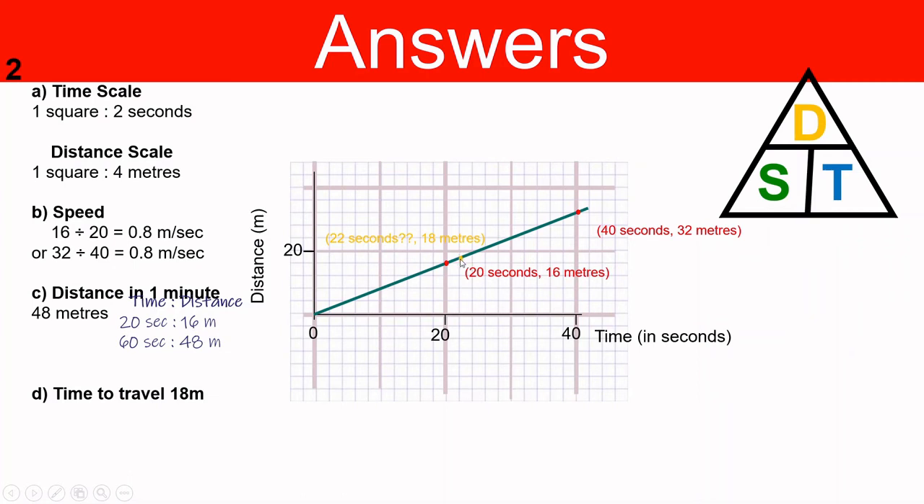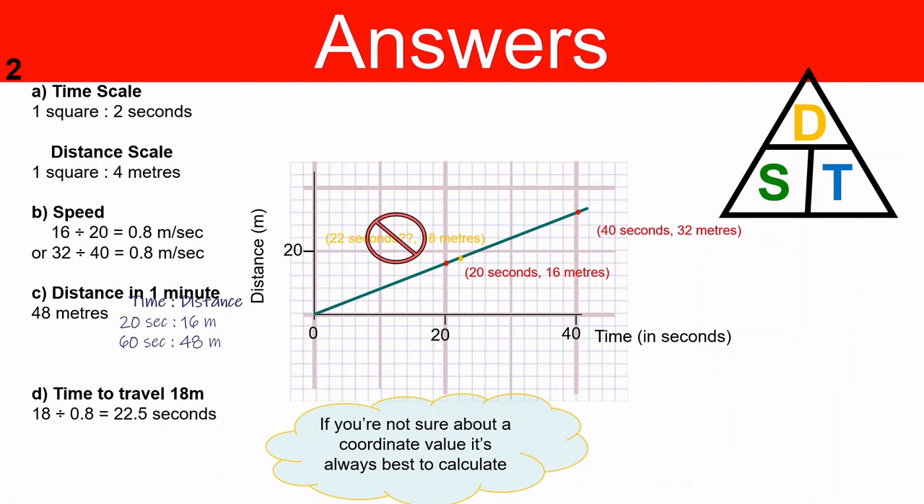And as these squares are each worth 2 seconds, 20 seconds plus 2, that should be about 22 seconds, right? But I'm not so sure. So I'm going to try calculating this. I know that the speed is 0.8 meters per second and the distance is 18 meters. To work out the time, I'll do distance divided by speed. So distance of 18 divided by speed of 0.8. And that's 22.5 seconds. So I'm glad I didn't just trust my coordinate here because I really can't see for sure how many seconds that is. If you're not sure about the coordinate, it's always best to calculate.